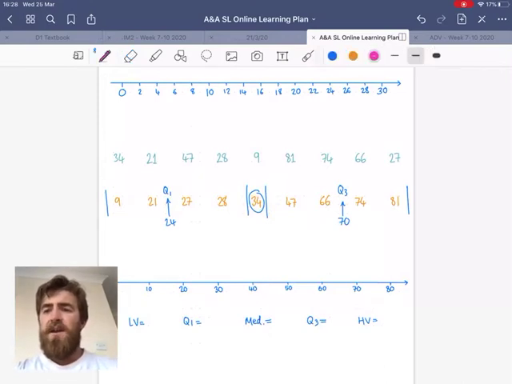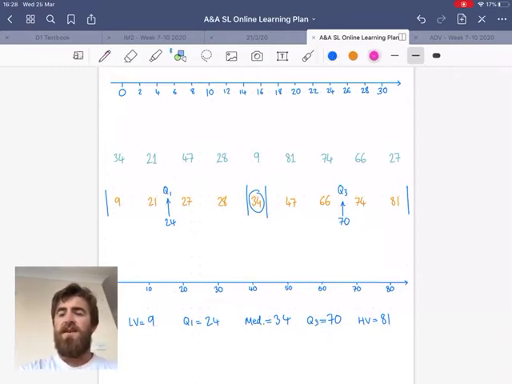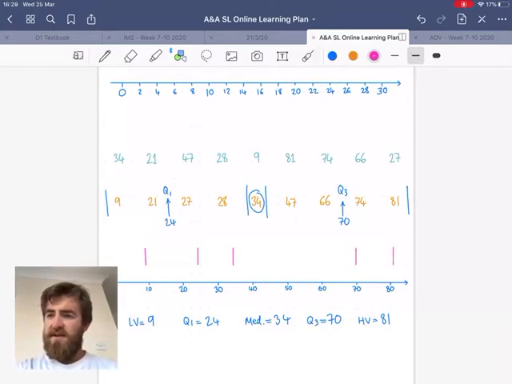Firstly, we take everything we learnt before and also the lowest and highest values of the list. So lowest value 9, quartiles 24 and 70, median 34, highest value 81. This is what we call the 5-number summary. We use these 5 amounts to plot them on the number line with a little vertical line, as I'm doing here. So that was the lowest value at 9, quartile 1 at 24, median at 34, quartile 3 at 70, highest value at 81.